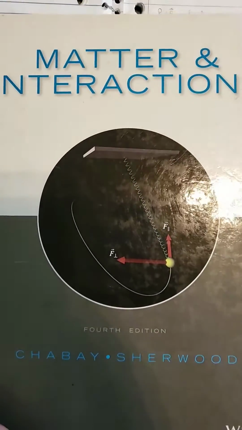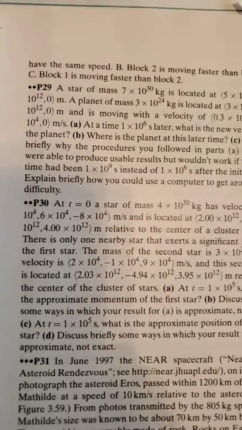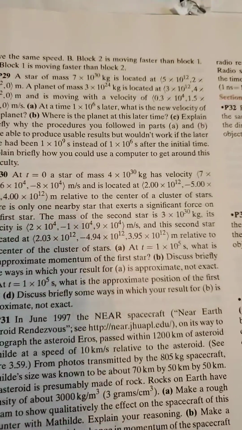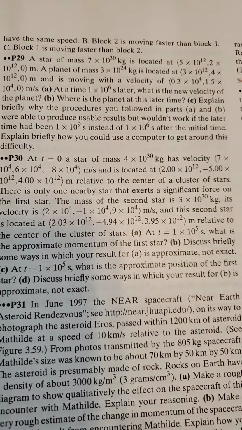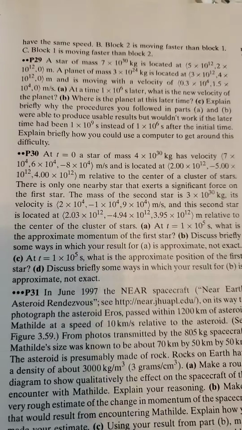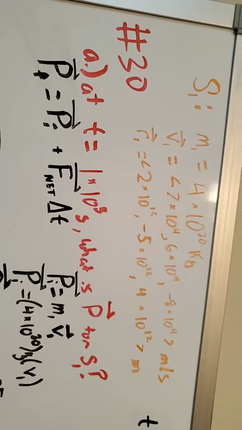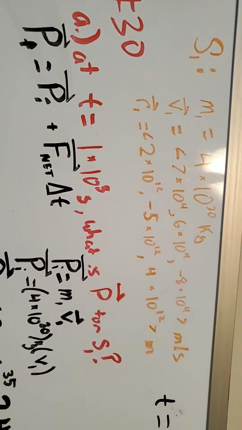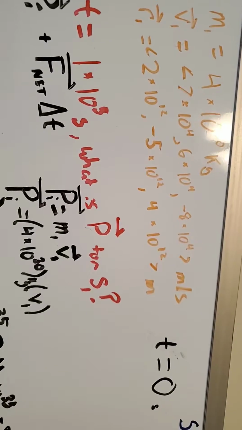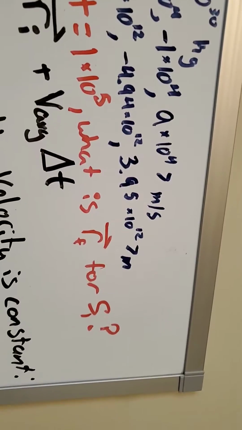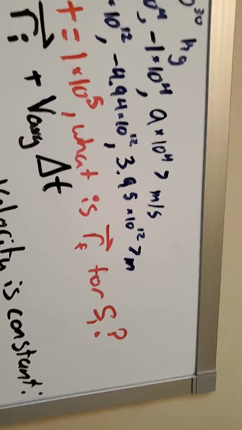Right, so in our Matter and Interactions book, 4th edition, we're going to be looking at problem 30 in chapter 3. This problem is going to be dealing with the gravitational force as far as using the momentum and the position update principles. We're mostly going to be focusing on problem A and C. Problem A is asking, at time 1 times 10 to the 5th, what is the momentum for the first star? And problem C is asking, at time 1 times 10 to the 5th, what is the new position for the first star?